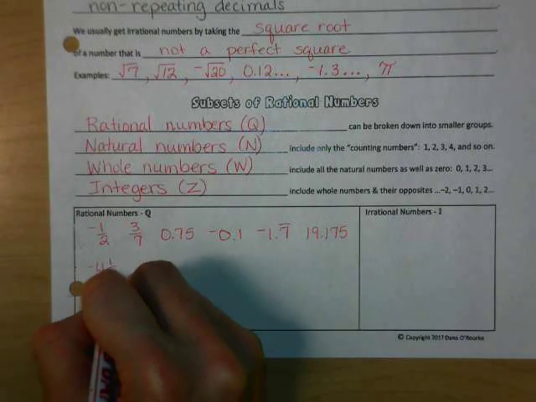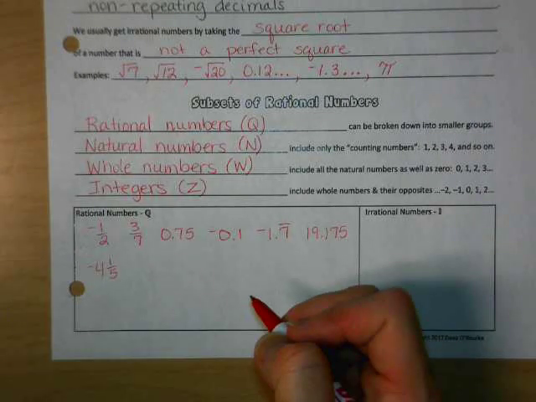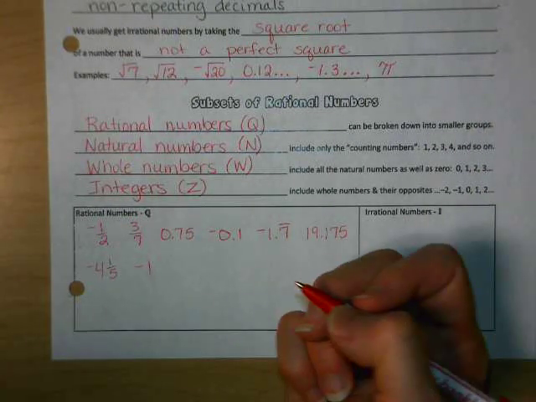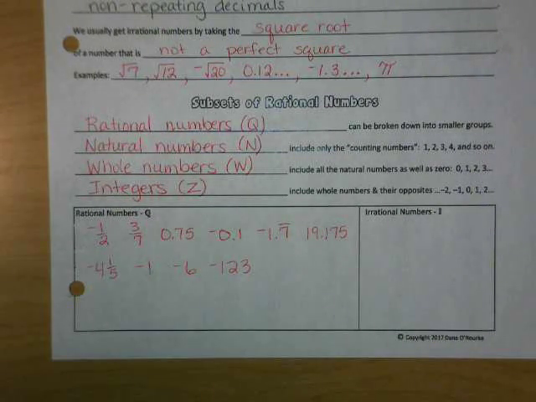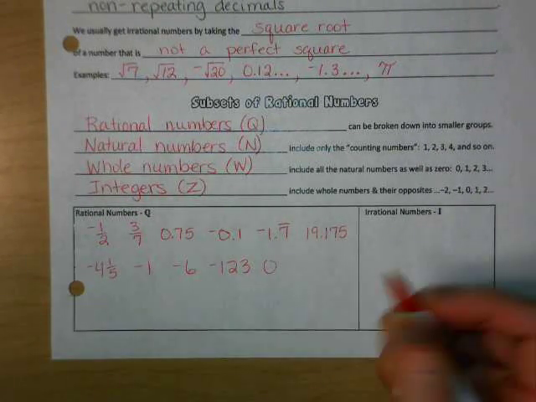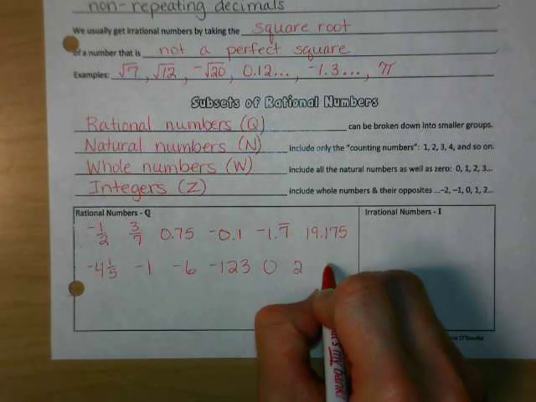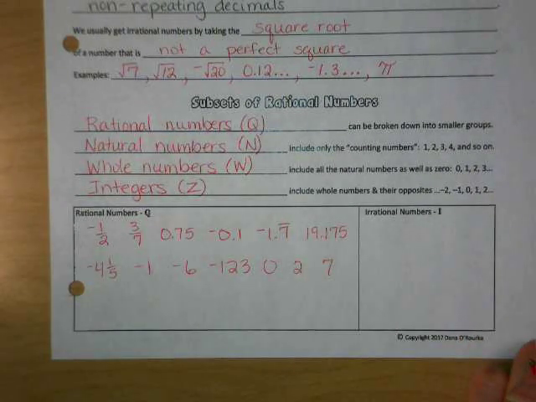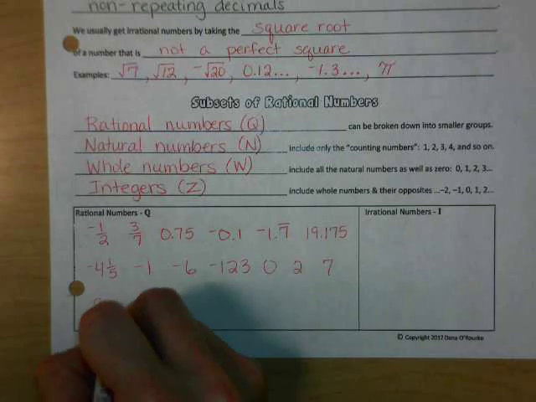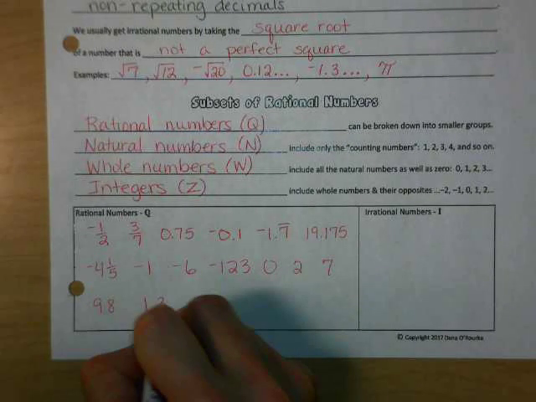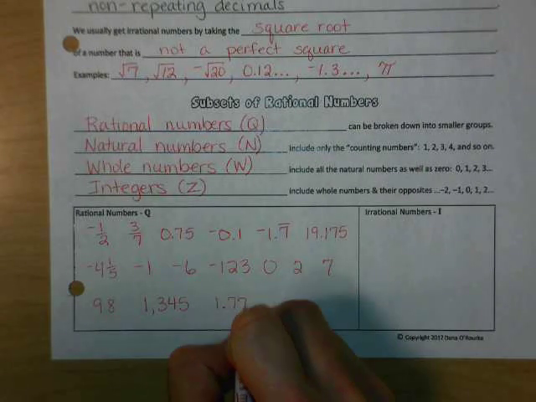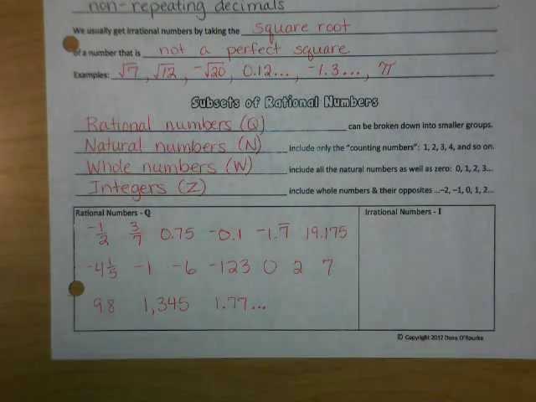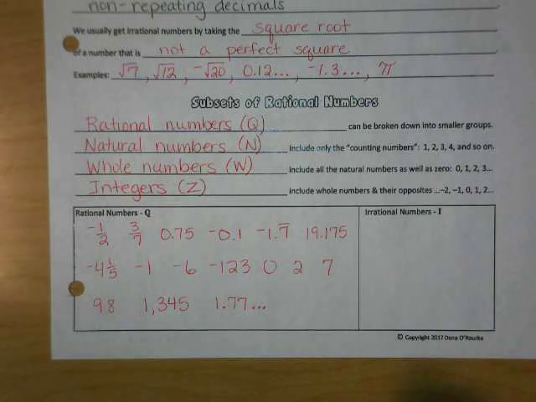I'm going to keep going on the next row. Here we have a negative mixed number. That's still rational. Now I'm going to get into integers. How about -1? How about -6 and -123? 0 is rational. Positive integers are rational, like 2 and 7. Even really big numbers like 98 or 1,345. My final example of a rational number is going to be a decimal that doesn't terminate, but it is repeating. What's repeating on that decimal? The 7, okay?